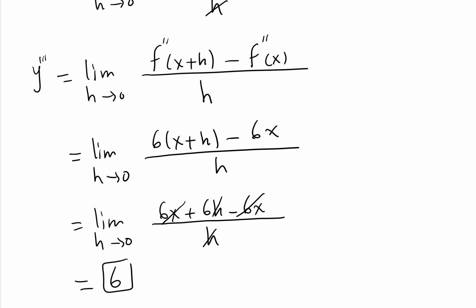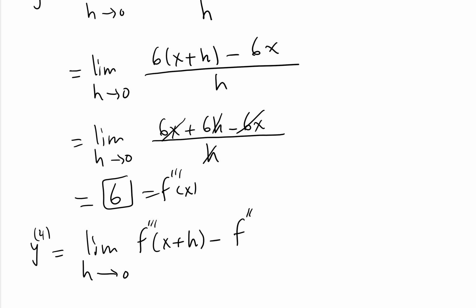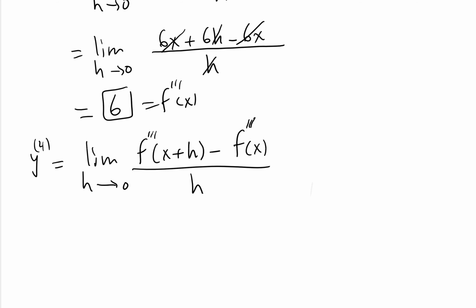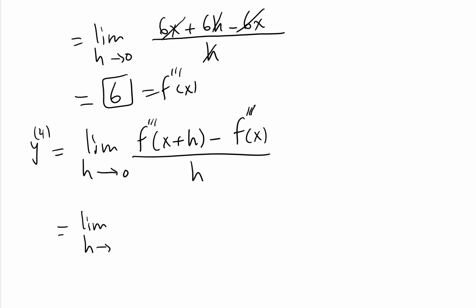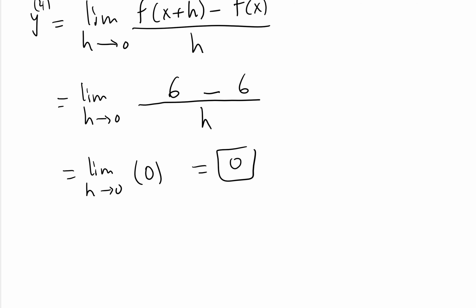Now we are going to find the fourth derivative. This is the third derivative here. Again, the limit as h goes to 0 of the third derivative of x plus h minus the third derivative of x, all over h. For f triple prime of x plus h, we need to replace every x with x plus h, but we don't have any x's, so it's just 6. And the same thing here, over h. Remember, h is not 0, but it's approaching 0. So here we get 0 over h, which is 0. From there on, any derivative we find is going to be 0.